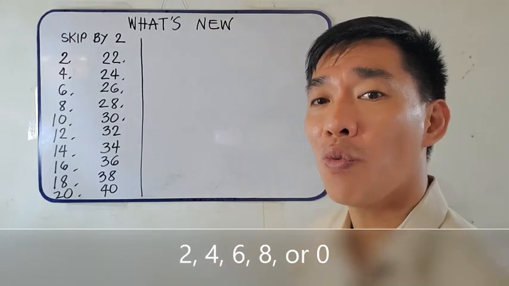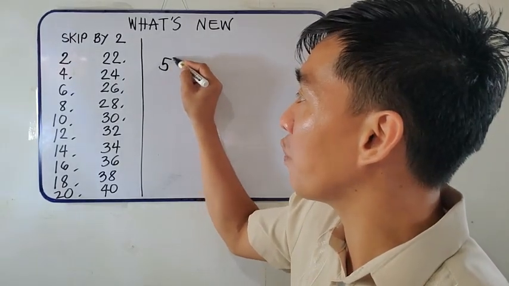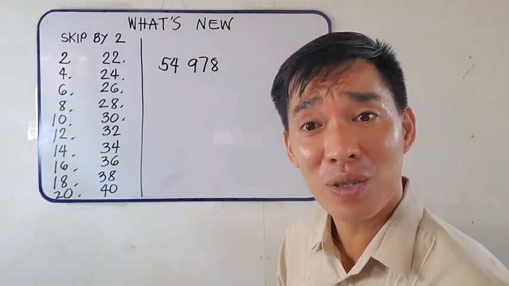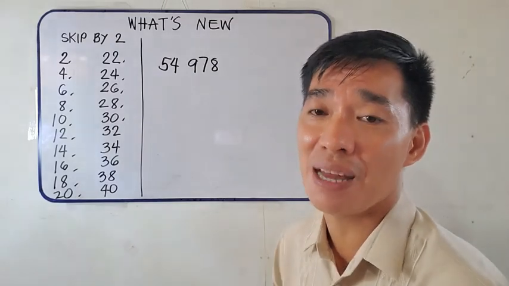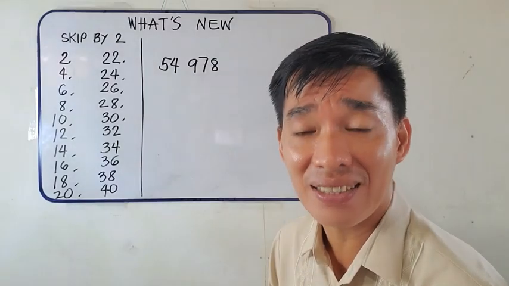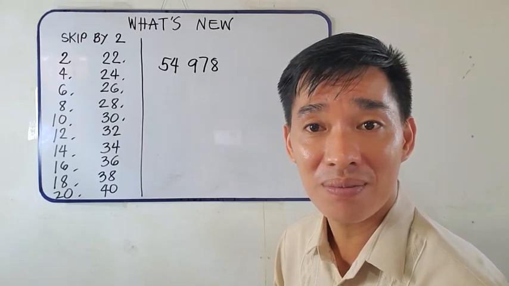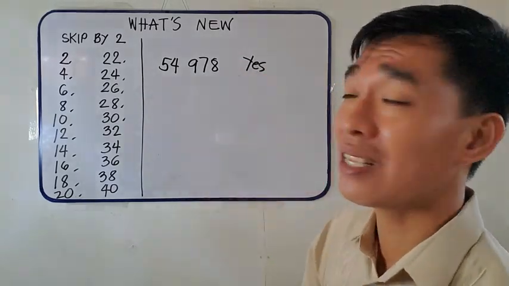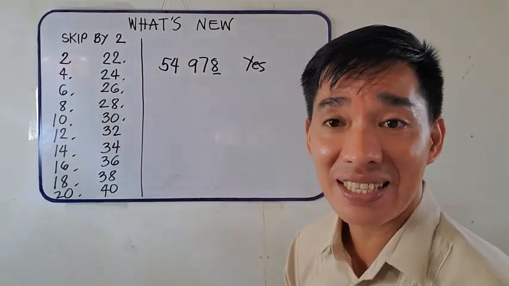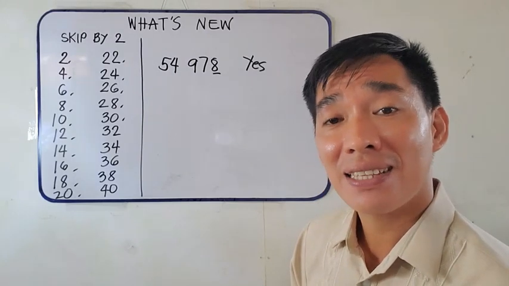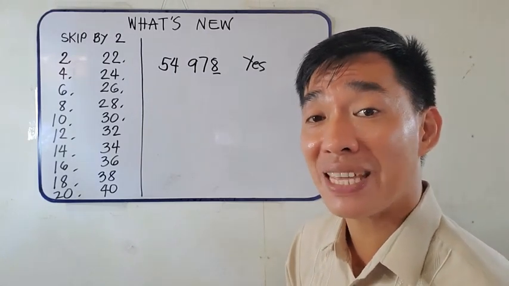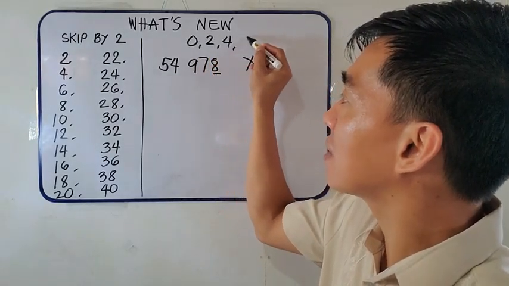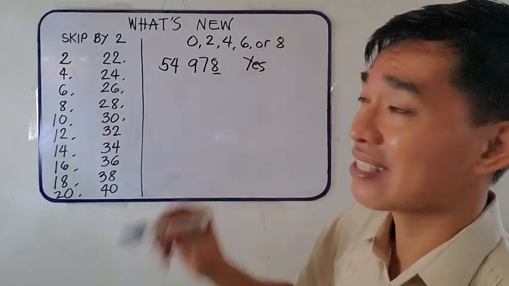Now, let me give you one example. If I have 54,978, is that number divisible by 2 without actually dividing this number by 2? Could you easily tell that the number is divisible by 2? The correct answer for this is yes. This one is divisible by 2 because it ends with 8. Remember the pattern: a number is divisible by 2 if it ends with 0, 2, 4, 6, or 8.